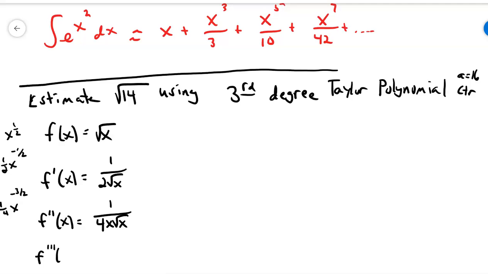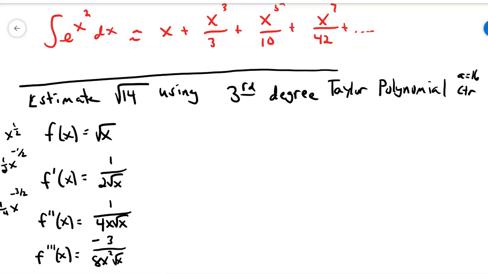And f triple prime will be 3/8. And then you can see here it'll be negative because I have a negative 3/2. So if I drop that negative 3/2 in front, then I end up with a negative 3/8 and then x squared square root of x, right? Because it'll be 5 halves.